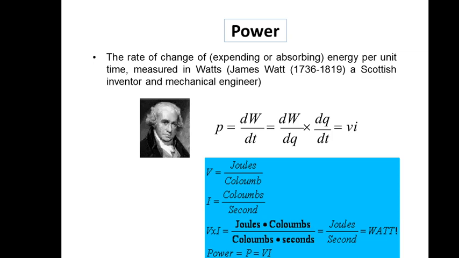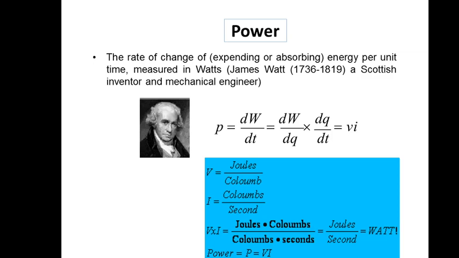So power is dW by dt. Just divide and multiply by dq. So dW by dq into dq by dt. Already we know that dW by dq is nothing but voltage. dq by dt, the rate of change of charge, is nothing but current. So P equals the product of V and I.